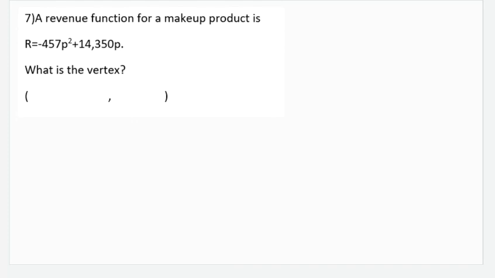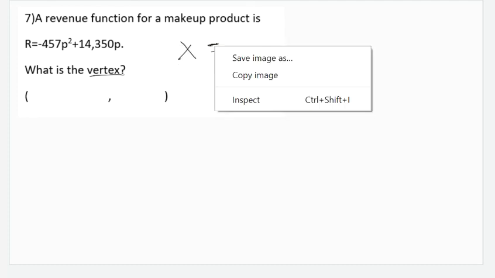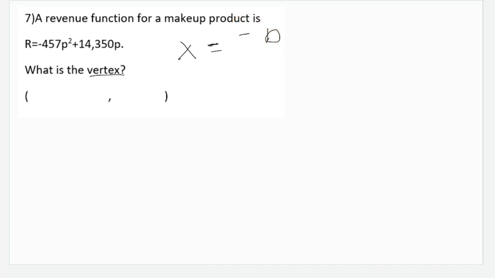Okay, what is the vertex for this? It says the revenue for the makeup product is R equals, so this is our revenue equation. What's the vertex? Remember, for the vertex, x is equal to negative b over 2 times the a value. This is a, this is b, and we're just talking about those values. So I'm going to substitute that in. Rewrite this a little better.